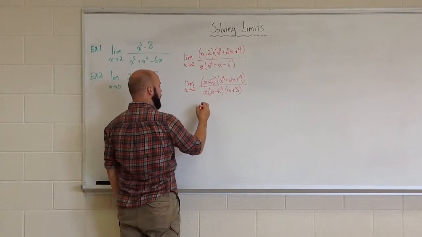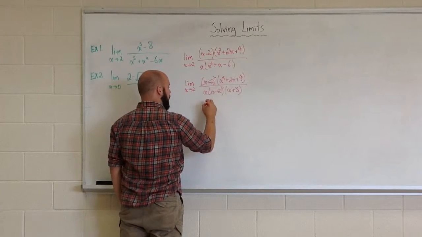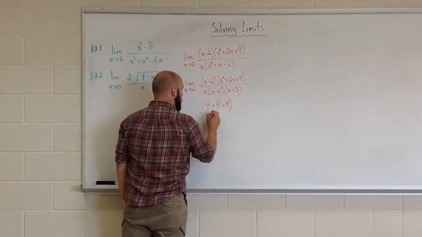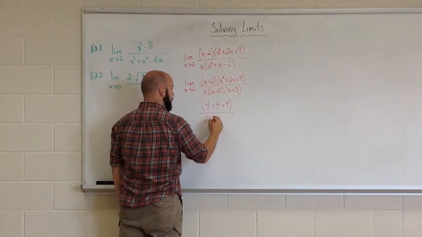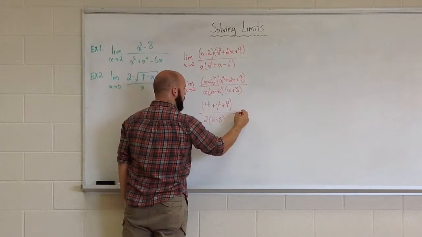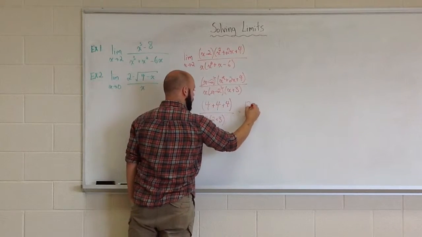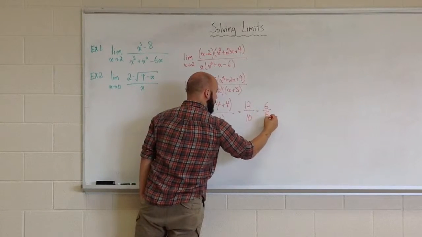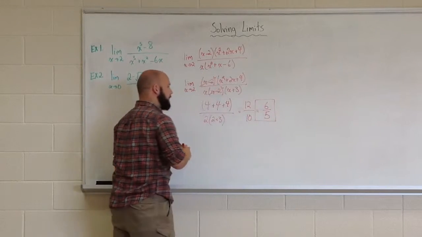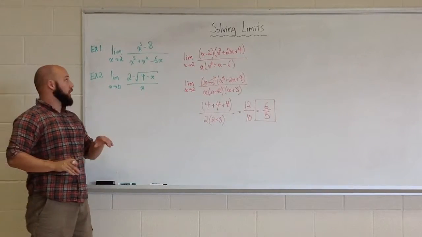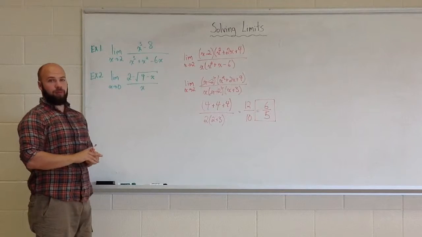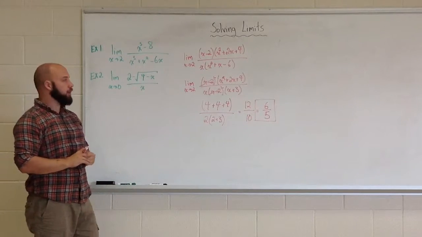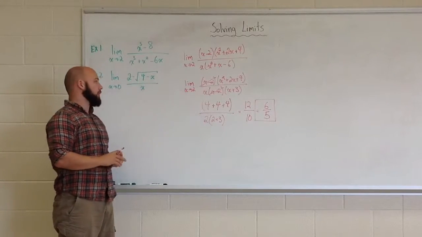So if we plug our 2 in, we should have 2 squared, which is 4, plus 2 times 2, which is 4, plus 4, all over 2 times 2 plus 3. So we have 12 over 2 times 5, which is 10. So our final answer is 6 over 5. So one way to get out of indeterminate form and find the value of the limit is to factor both the numerator and denominator to find a term to cancel out.